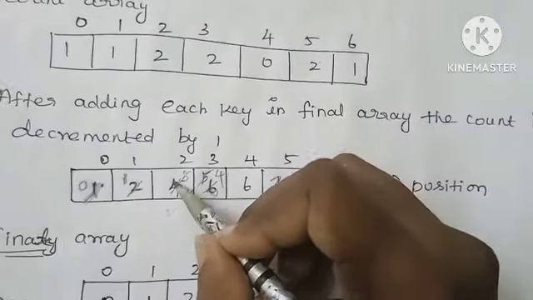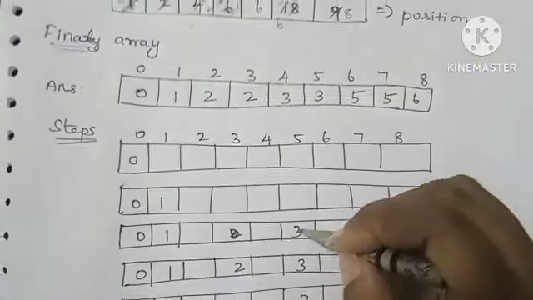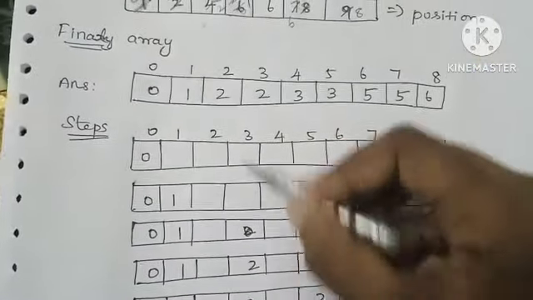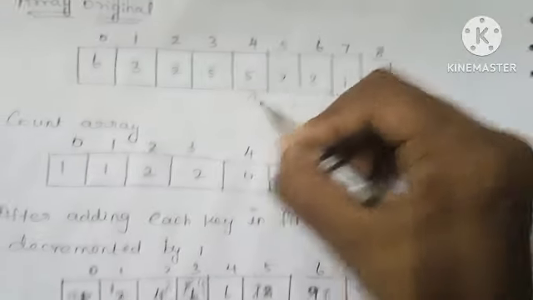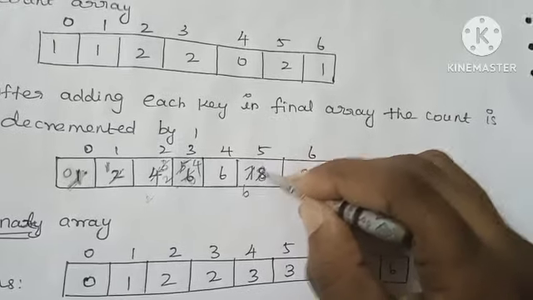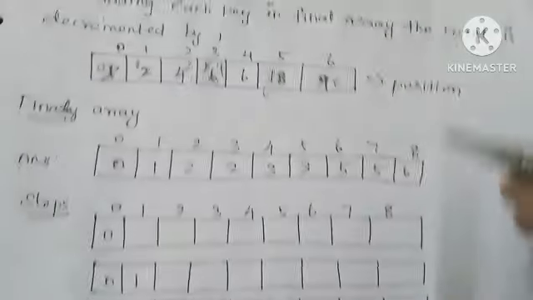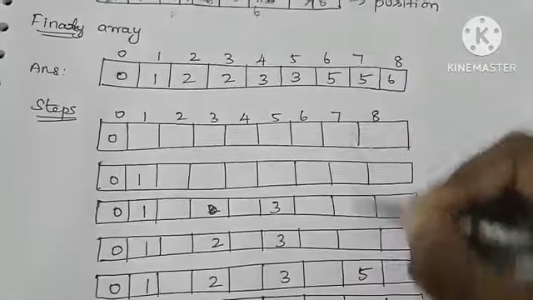Next is the 2. The 2 is in position 4. I decrement by 1, it's a 3. So 2 is in 3rd position. Next one is the 5. The 5 is in 8th position. I decrement by 1. It's a 7. I enter the 5 to the 7th position.